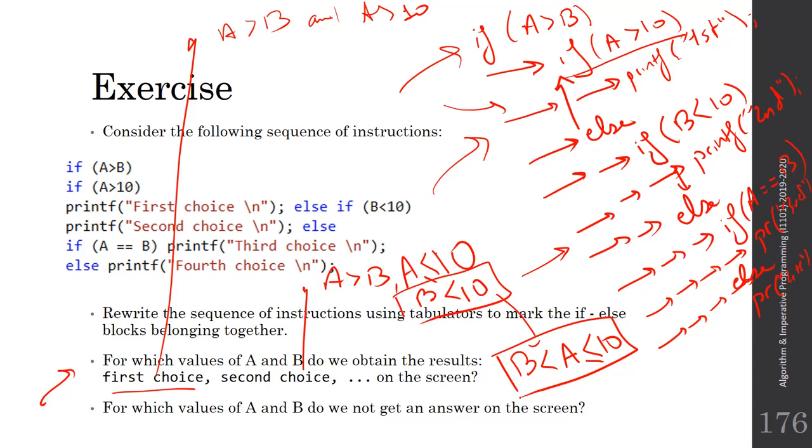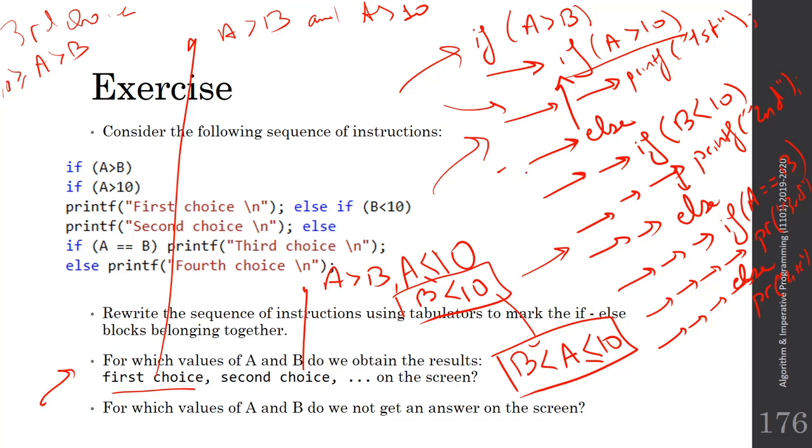Let's see for the third choice. How can we print third choice? What are the values for the third choice? So in order to print a third choice, let's write it here, third choice. So first, A should be greater than B, because I need to be in the positive part of the if. I need to be in the else part of the second if. So the negation of A greater than 10, so A should be less or equal to 10. I will write it directly here. So A should be less or equal to 10.